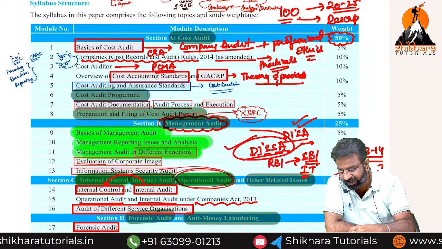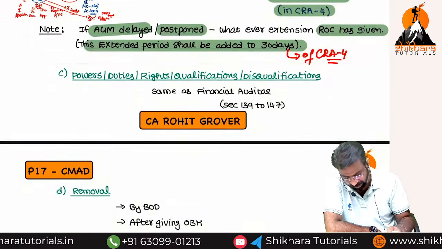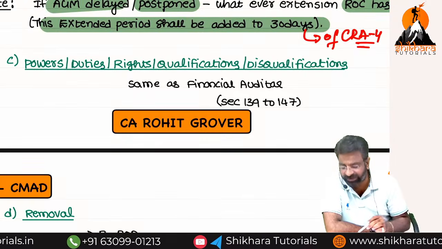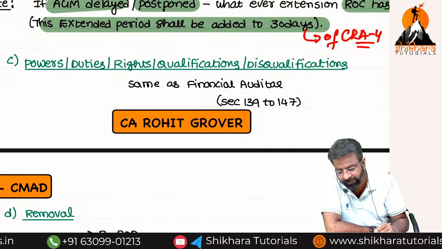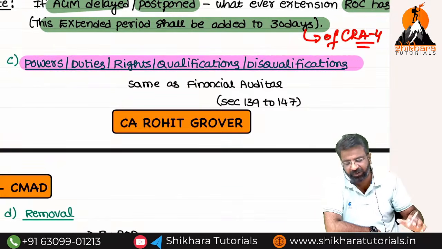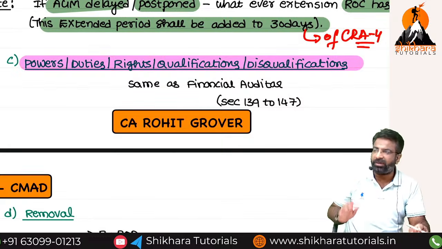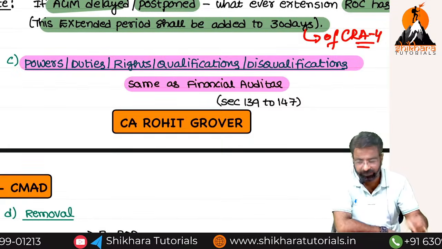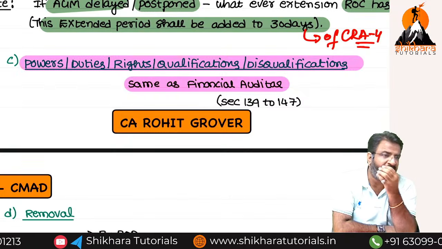Right? Now let's understand the next topic for today. What is the next topic? Now we have in our basics of cost audit chapter. Can you read the heading? What is the heading? Powers, duties, rights, disqualifications, everything of a what? Cost auditor. But what is being written? They are quite similar to which auditor? Financial auditor. Let me give you a very simple example to make you understand.